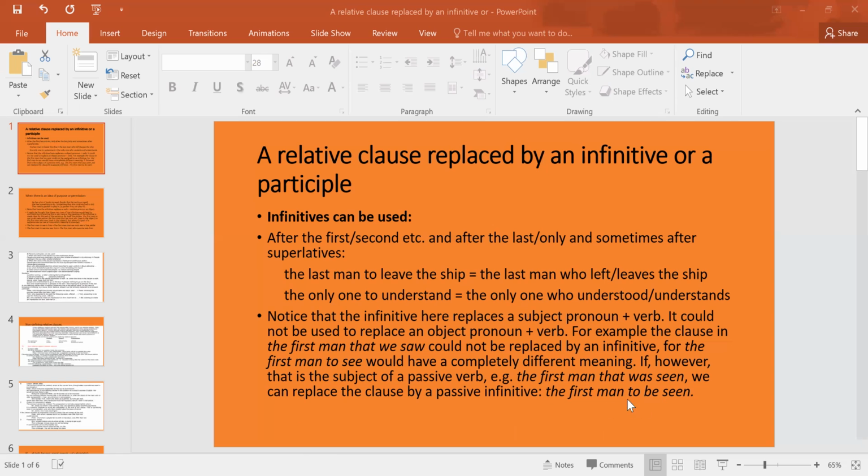The first man to be seen. Of course, this is a passive structure, so it can be replaced here. That is an object pronoun, but it can be replaced with this infinitive. Why? Because this is in passive form. Otherwise, you can replace a subject pronoun plus verb with an infinitive. But you cannot replace an object pronoun, this one, plus verb with an infinitive. All right. But you can replace an object pronoun plus verb only if it is in a passive structure.